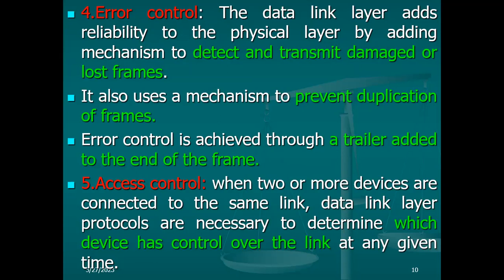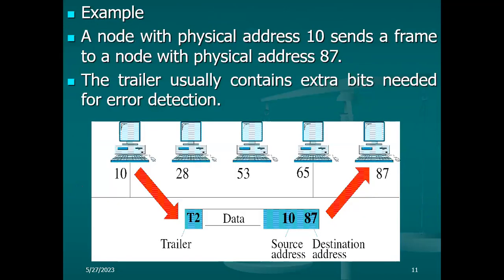The final task of the data link layer is access control. So what is access control? Suppose more than one device is connected to the same link, then it is the responsibility of the data link layer's protocol to determine which device should take control of the network to transmit the data. This is known as access control.